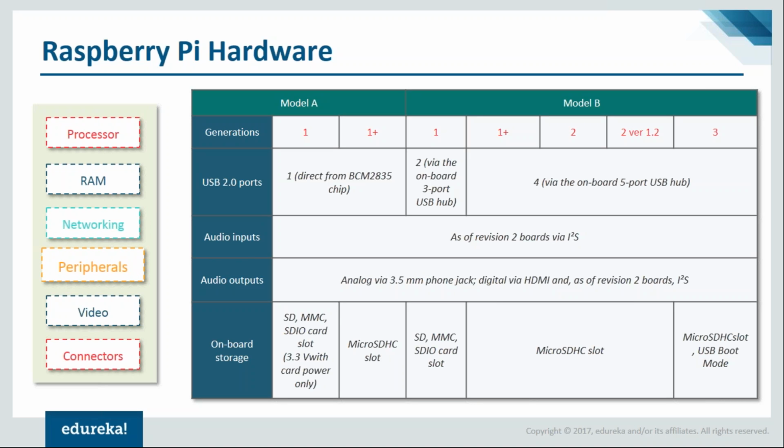Now, talking about the peripherals in Raspberry Pi, there are basically 4 USB ports. This has been introduced in Model B version 1 Plus onwards, and today you have a lot more that you can do with respect to that. Even the audio input ports and audio output ports have not changed over the years, but the onboard storage has changed a lot.